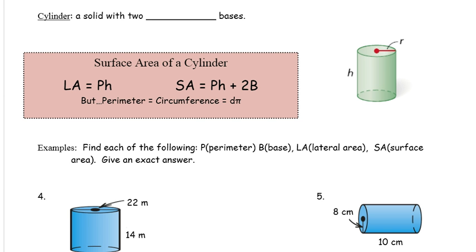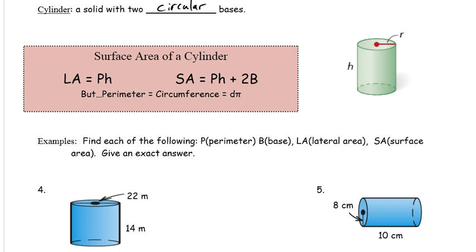A cylinder is a solid with 2 circular bases. Okay, so the only thing that changes now is that we are dealing with circles, which you know means pi. So perimeter again is the same as circumference, which is diameter times pi. So same kind of idea.